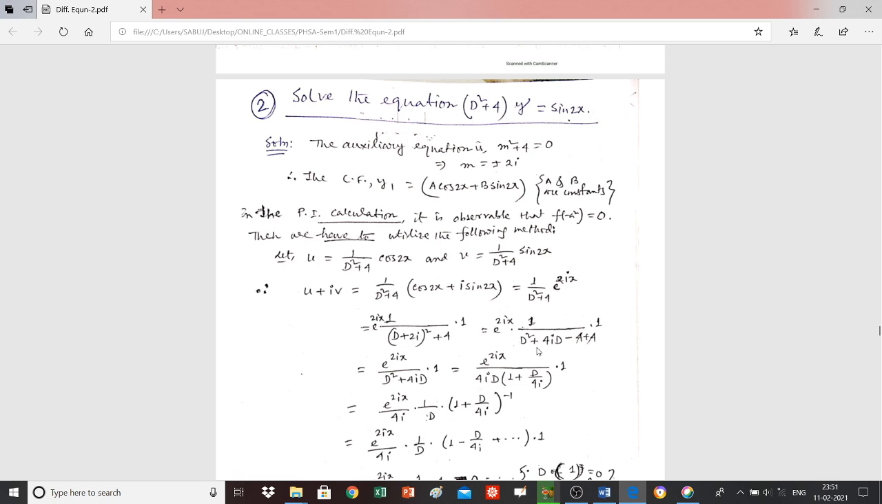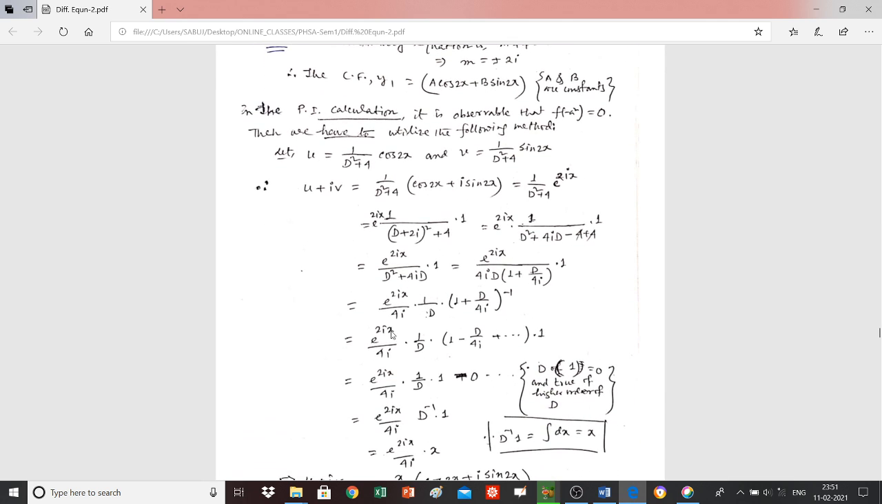That is equal to e to the 2ix times 1 by, splitting it, D square plus 4iD, then minus 4 plus 4 cancel out. So e to the 2ix, 1 by D square plus 4iD into 1. That is equal to e to the 2ix, then 4iD is common, take it as a common term, 1 plus D by 4i, into 1. So this is equal to e to the 2ix by 4i, 1 by D, and rewrite this as 1 plus D by 4i to the power minus 1, and just expand this. So e to the 2ix by 4i, 1 by D, and expand this: 1 minus D by 4i, and other terms can also appear here.